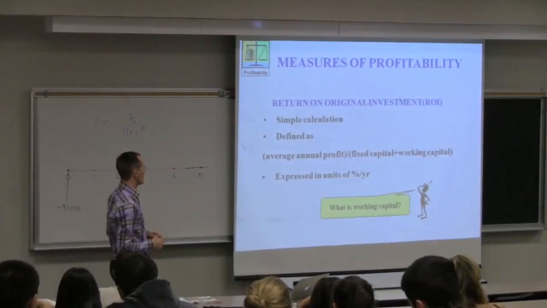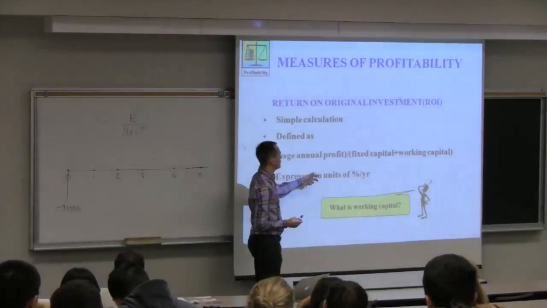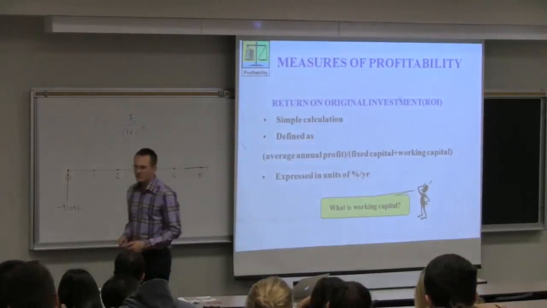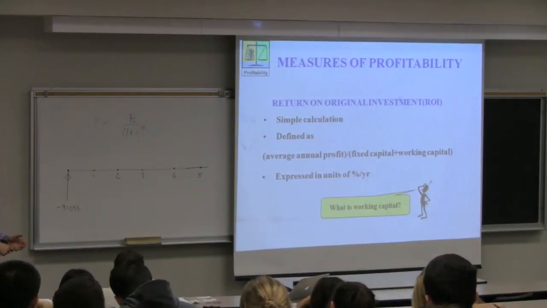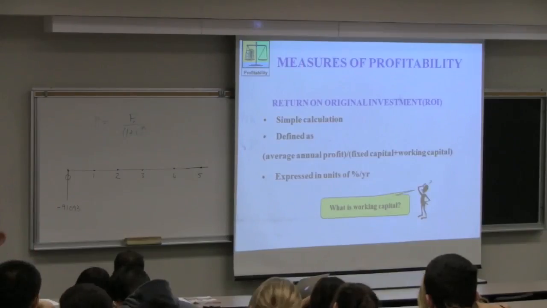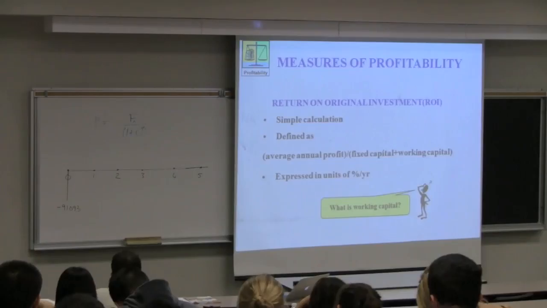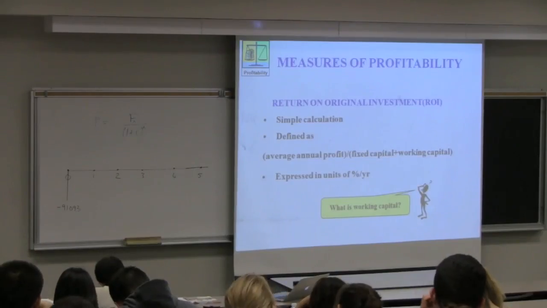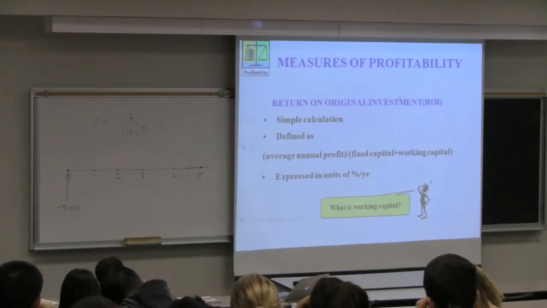Well, I'll talk a bit about working capital in a minute. So it's a percentage that we receive per year. Now, the reason why people like to use this is because it is quite understandable. I mean, if someone said to you, this project is going to have a 15% rate of return, that's one statement. The other statement that they might say is that the net present value of this project is $100,000. Which one sits easier with you?